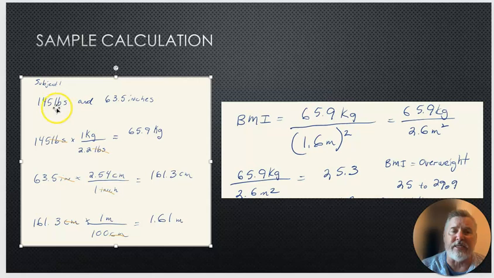So if you have a subject that's 145 pounds and they're 63.5 inches, their BMI is going to be 65.9 divided by a meter squared, which is 1.6 meters squared. So 65.9 kilograms divided by 2.6 meters squared, which is 25.3. This person would be in the overweight category since they're 25.3.